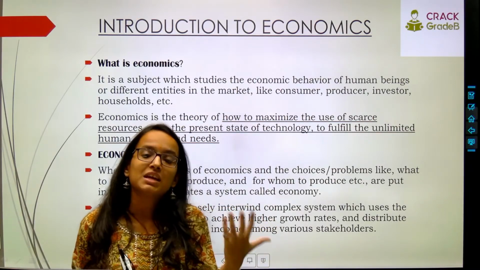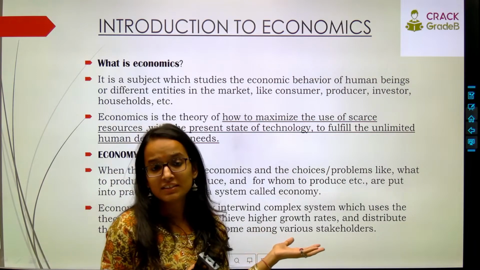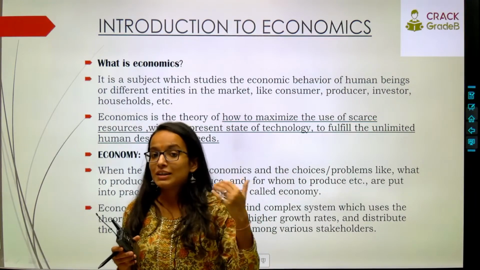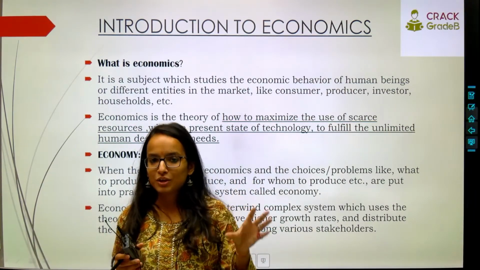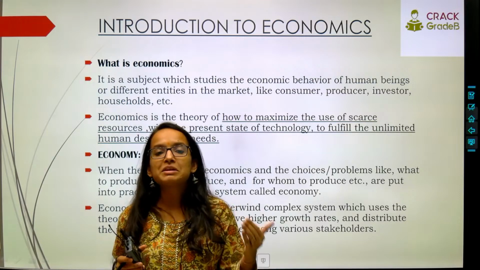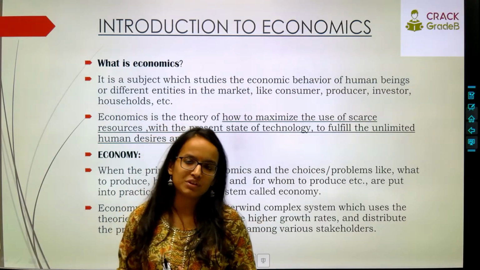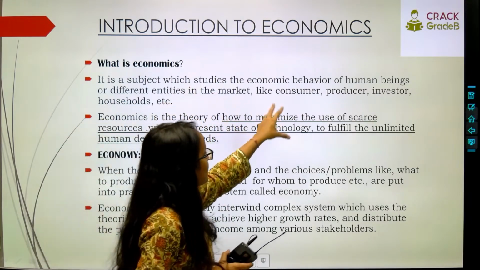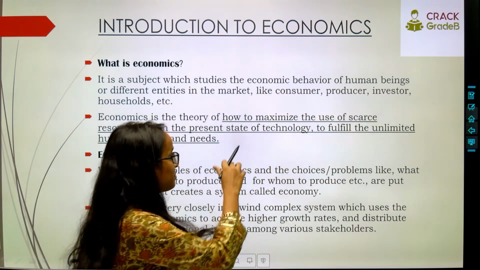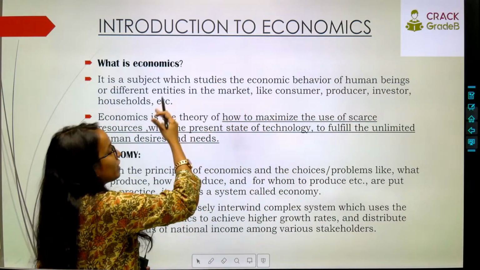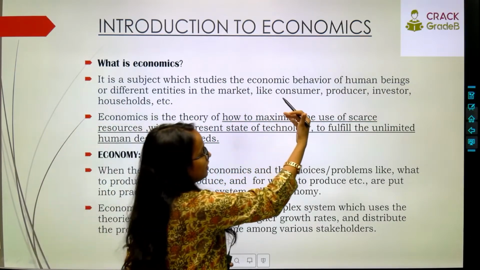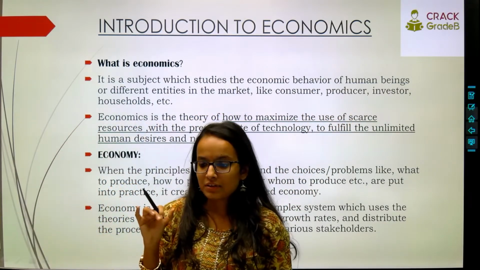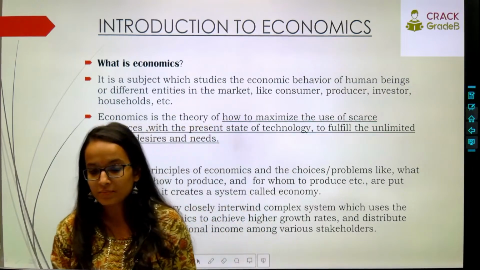Why are we dealing with the behavior of something? Why aren't we dealing with it under the subject called psychology? Because you know, without understanding why a consumer behaves in a certain way, why a producer behaves in a certain way, we'll not be able to formulate any policy for any kind of a nation and its growth and development, right? So economics is a study which studies the economic behavior of human beings or different entities in the market, right? Like consumer, producer, investor, households. Now, for example, we all are consumers, right? We all are consumers.